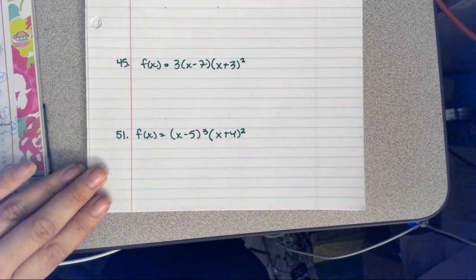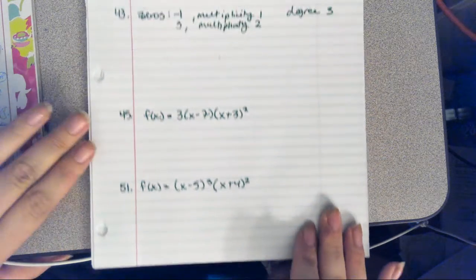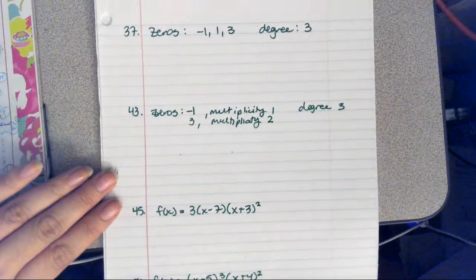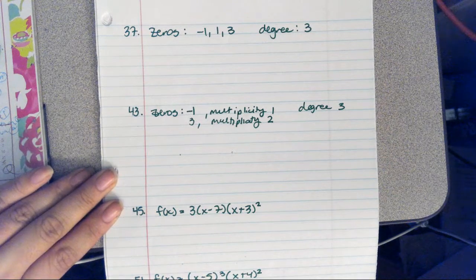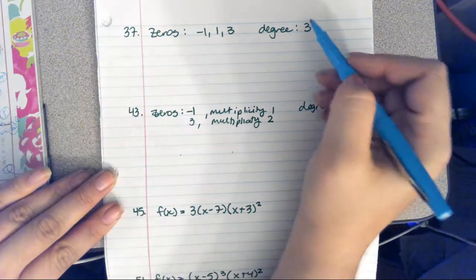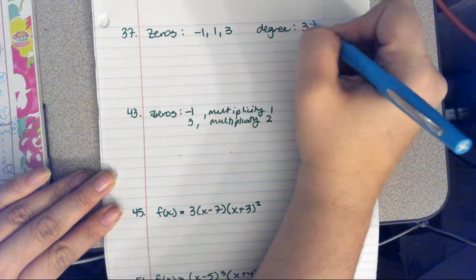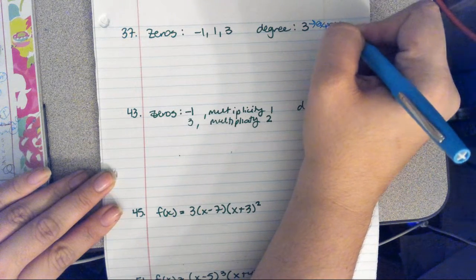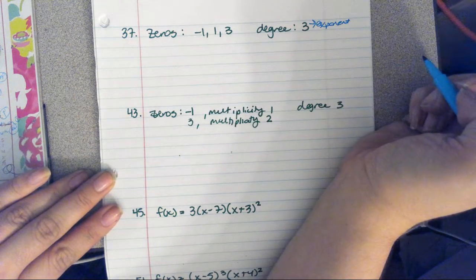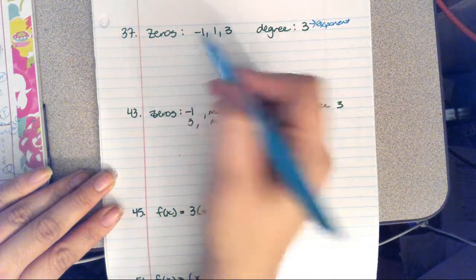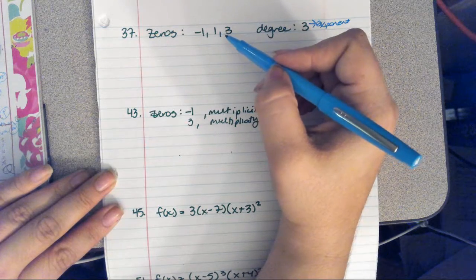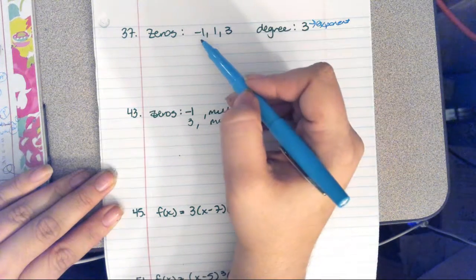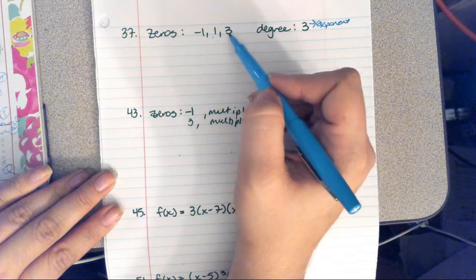For the next page of 3.2, or this starts at the bottom actually, number 37, it says form a polynomial whose zeros and degree are given. So remember, degree is going to tell us our exponent, so we would end with an exponent of 3, okay? And the zeros, remember, anytime that we're solving an equation, our zeros are where we touch the x-axis. So we're going to touch the x-axis at -1, at +1, and 3.